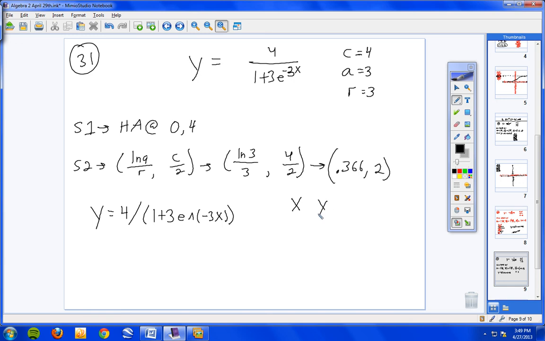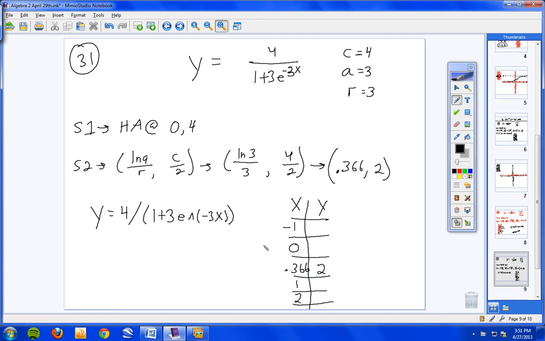Now you're ready to go ahead and fill in your table of values. Don't forget to put in your middle value, which is 0.366 and then 2. So if I have 0.366 right here, I'm going to spread it out a little bit. Well, I guess I'll go to 0, and then -1. And then I would go to 1 and 2.